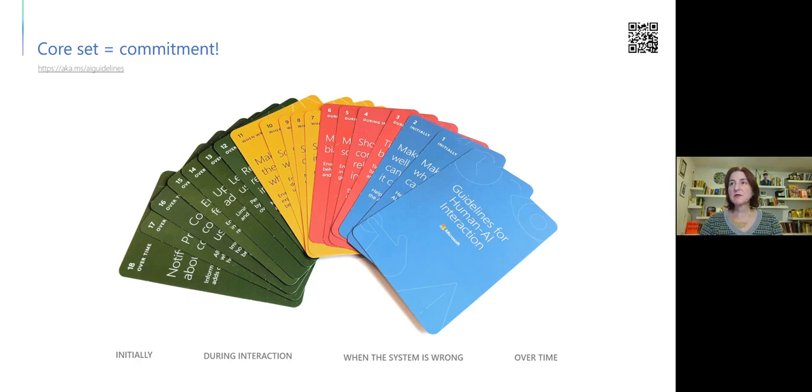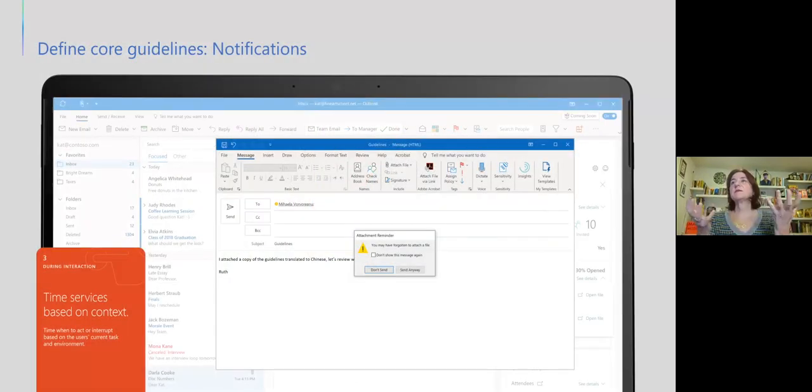So let's look at some examples. What does defining core guidelines mean? Let's say that you are working on something that has to do with notifications, then timing services based on context is very important, right? I'm sending an email to Michaela and I said, oh, I sent this attachment, but I didn't, right? Great time to notify me about that.